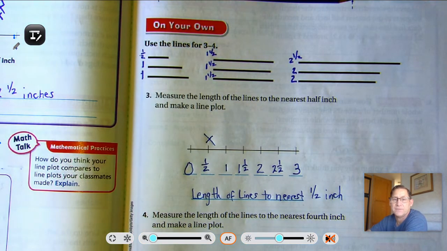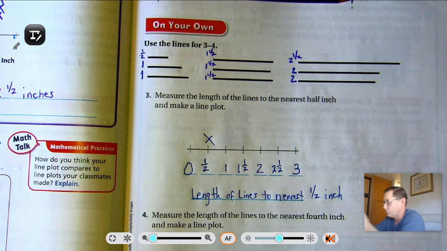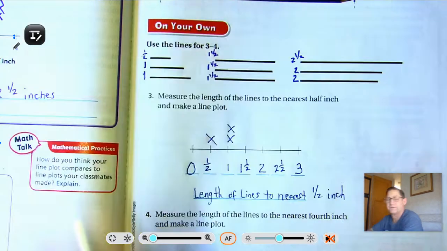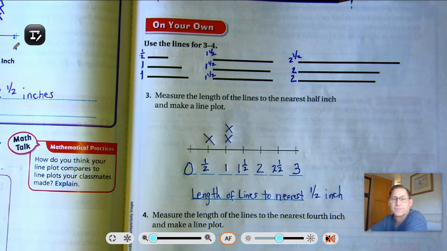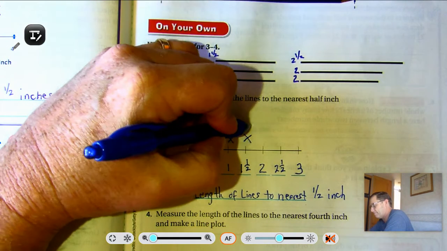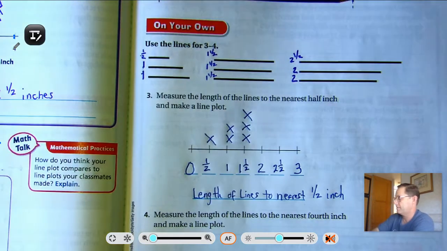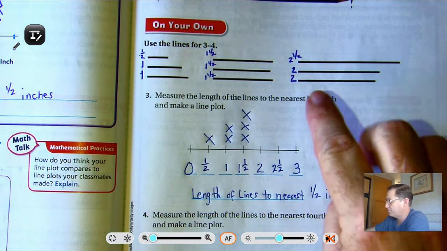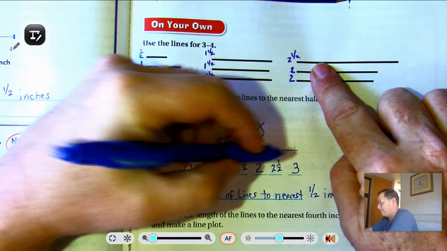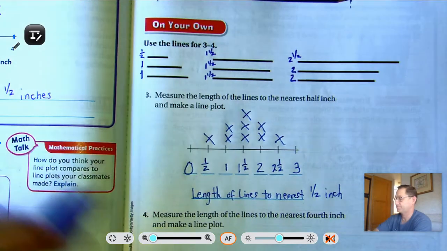How many lines measured 1 inch? 2. These 2. So we're going to put 2 X's to represent those 2 lines. 1.5. Well, all the ones in the middle were 1.5, so 3. Okay, then we had how many at 2? We had 2. And our longest line was 2.5.